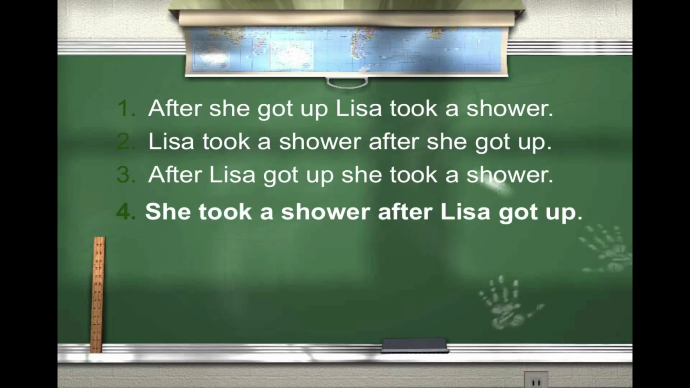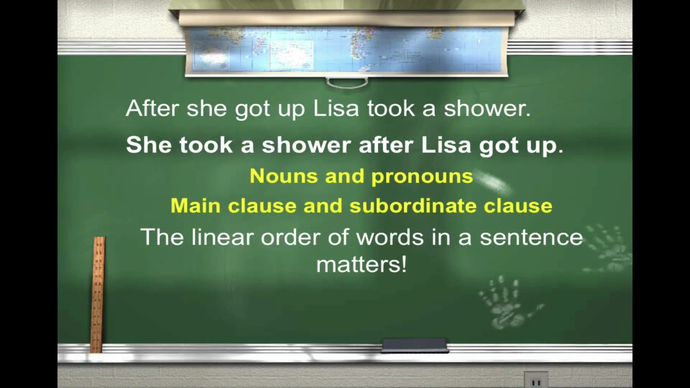This is a really complicated rule of English that governs when the noun, and Lisa would be a noun, and the pronoun, she is a pronoun, are the same person and when they are not. So after she got up, Lisa took a shower. In this case, you have she first and Lisa later. But in this one, she took a shower after Lisa got up. You also have she first and Lisa later. So it's not who is mentioned first.